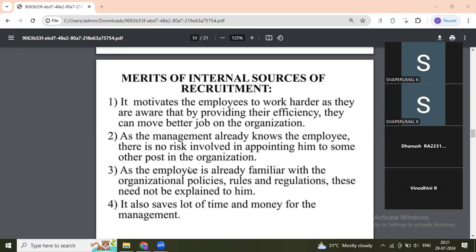And the third one is, as the employee is already familiar with the organization's policies, rules and regulations, these need not be explained to them.